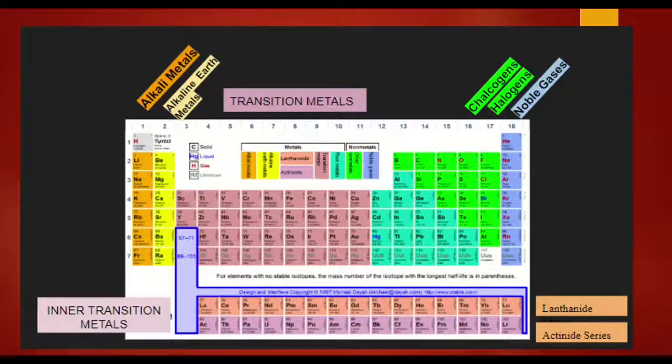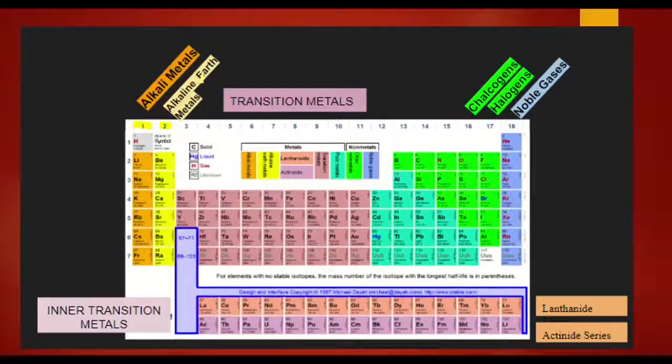The wide array of elements are split into different groups based upon their properties and characteristics. We'll start with Group 1, the alkali metals. Group 1 does not include hydrogen. We'll talk about that later. Group 1 does include alkali metals of lithium through francium. All these elements here have one valence electron, and because of that are unstable and are very reactive.